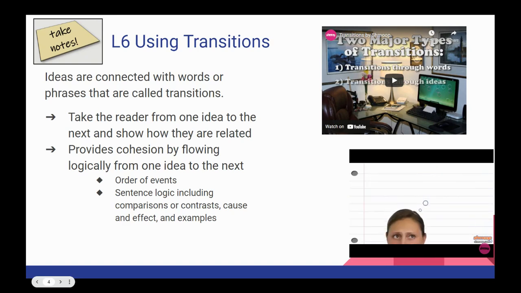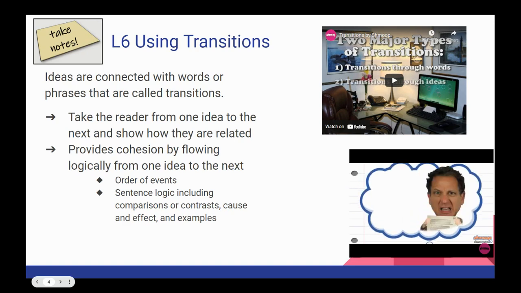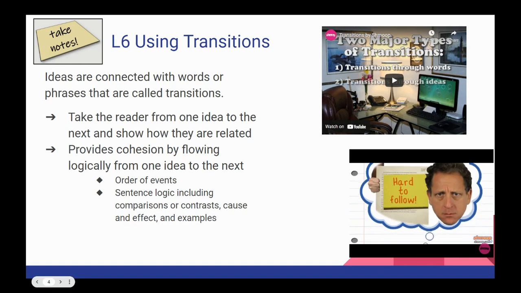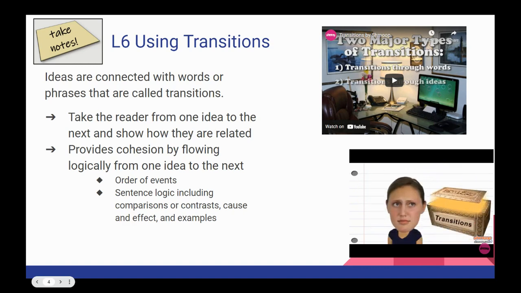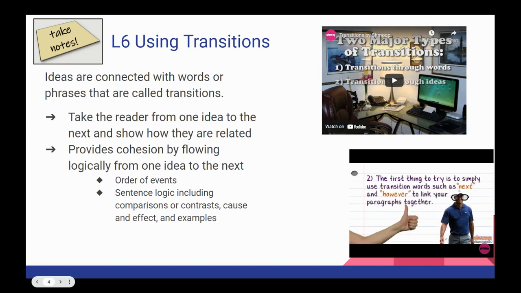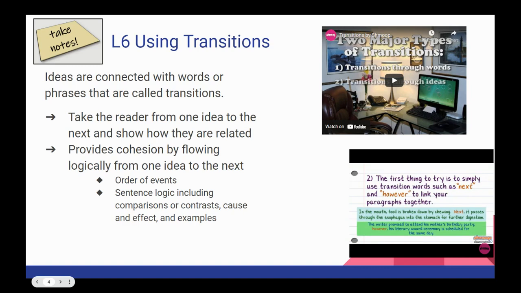Think of the feedback you've received from your teacher or peers. If they've called your work choppy or disjointed or hard to follow, you might just need a few good transitions to get your essays back on track. The first thing to try is simply use transition words such as next and however to link your paragraphs together, like this and this.